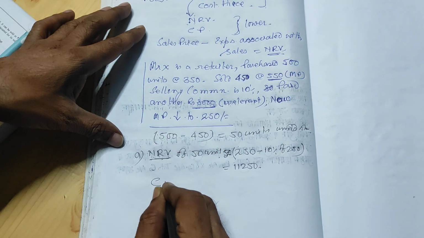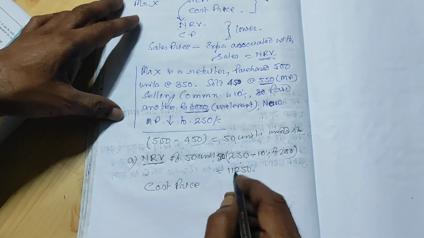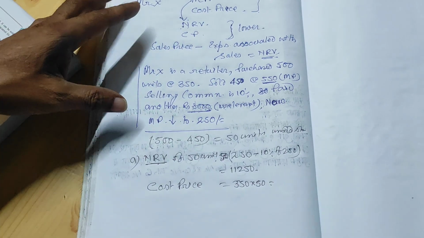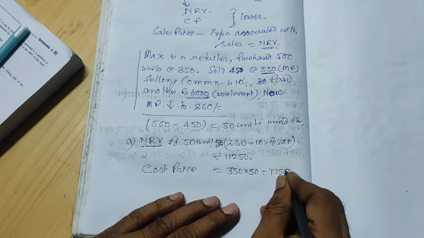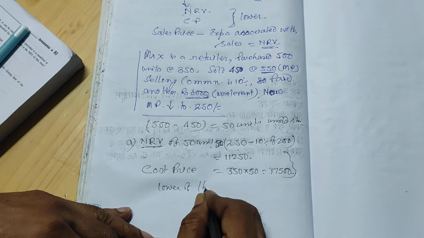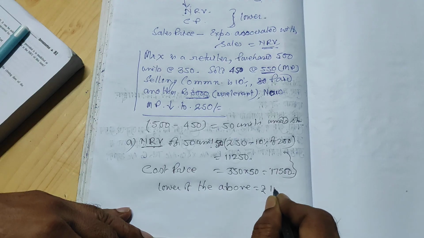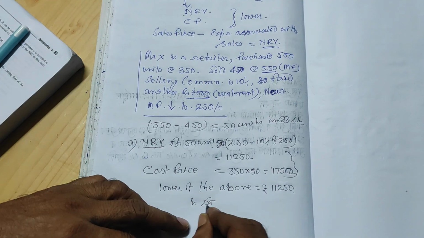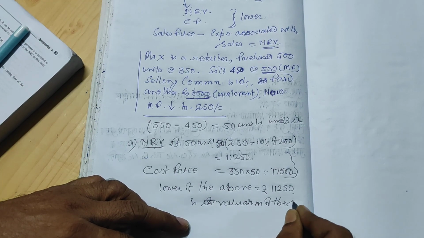And another thing is there. Your cost price was purchased at the rate of 350. Your cost price is 350 into 50, so your cost price comes to rupees 17,500. Whichever is lower, lower of the above, rupees 11,250, is the valuation of the stock.